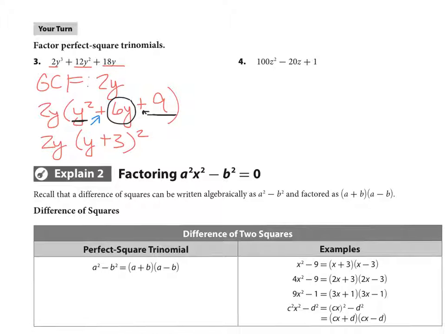Now, remember, you have to get that middle term. How do you get that? You multiply the two factors here and then double it. So y times 3 would be 3y, doubled would give you 6y. So that's how you know that's a perfect square trinomial. And then this is the factored form.